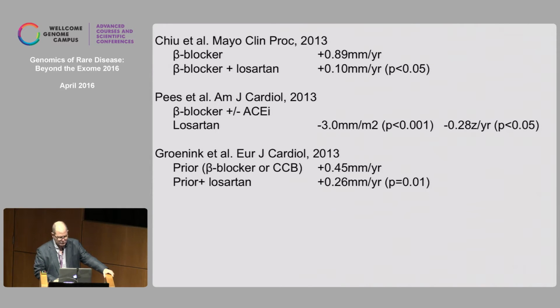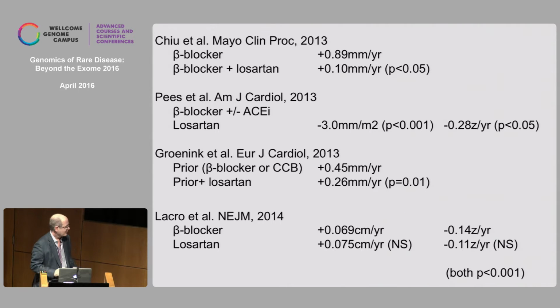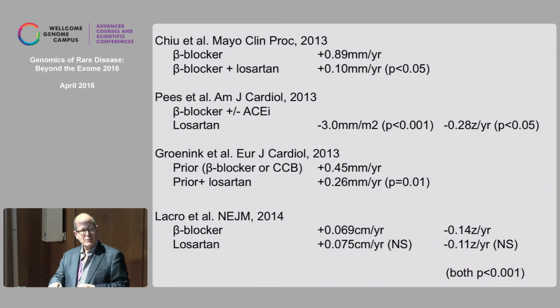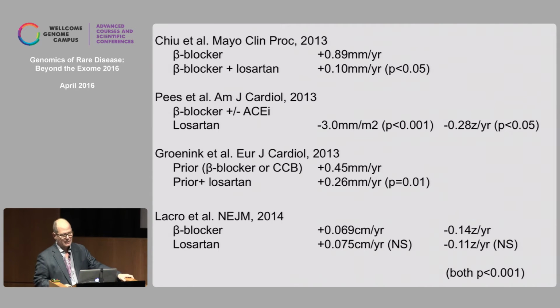Now, as many of you know, a very large trial in the United States had somewhat interesting and different results. In this trial of children and young adults with Marfan syndrome, what was observed is a very low rate of growth of the aorta in both the beta blocker and losartan treatment groups, with a significant decline in aortic root Z-score over time, but there was no significant difference between the arms of the study.